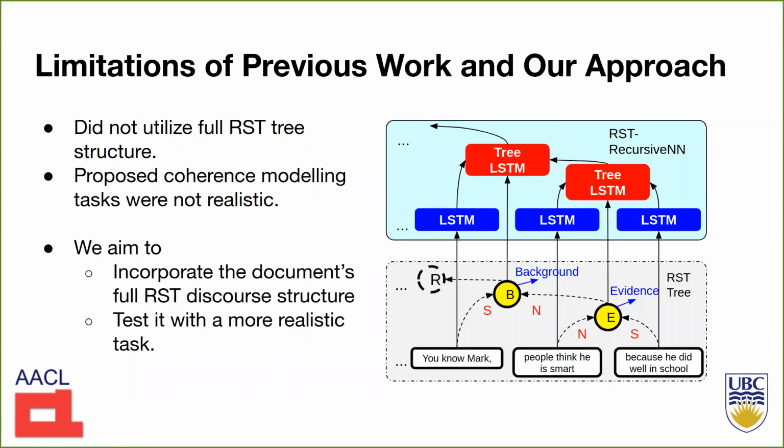However, these approaches have certain limitations. First, only the RST relations tied to specific entities were used, not the overall tree structure. Second, the tasks that models were tested on involved either synthetically generated data or text produced by non-native English language students, making these texts not a perfect proxy for evaluating coherence of a typical English text. Our goal is to develop a neural coherence modeling approach that would incorporate the document's full discourse structure and test this approach in a more realistic setting.